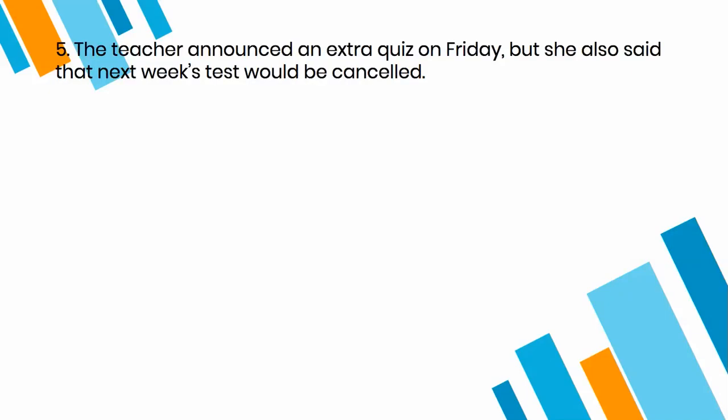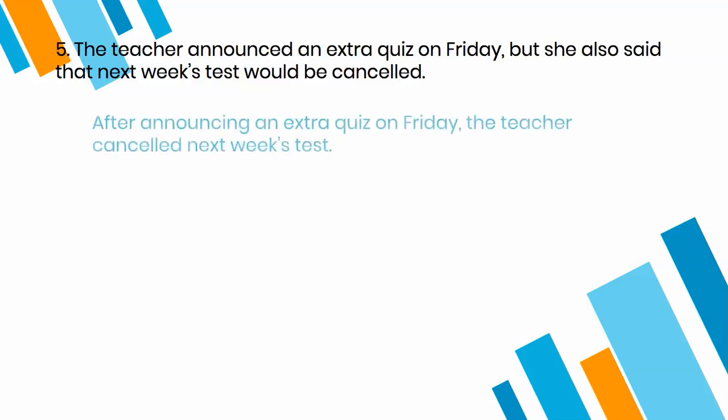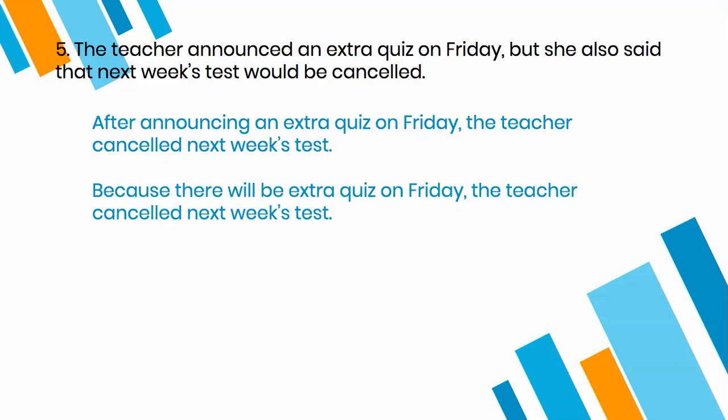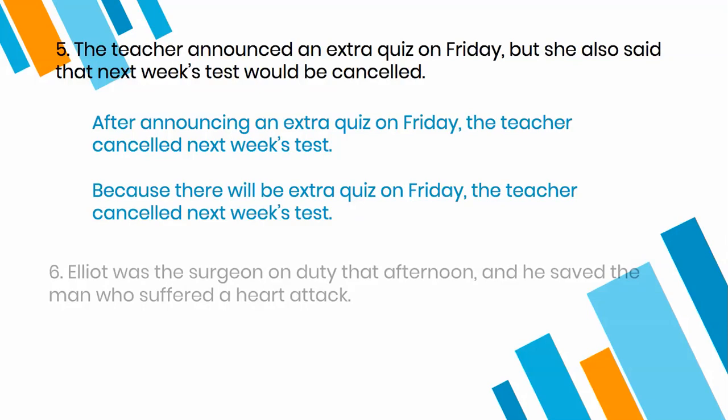Number 5: The teacher announced an extra quiz on Friday, but she also said that next week's test will be canceled. What's the better relationship here? There's maybe a causal relationship. Actually, here first I got a time relationship. One happened in sequence, one happened then the other. After announcing an extra quiz on Friday, the teacher canceled next week's test. Or you could do a causal relationship: Because there will be an extra quiz on Friday, the teacher canceled next week's test.